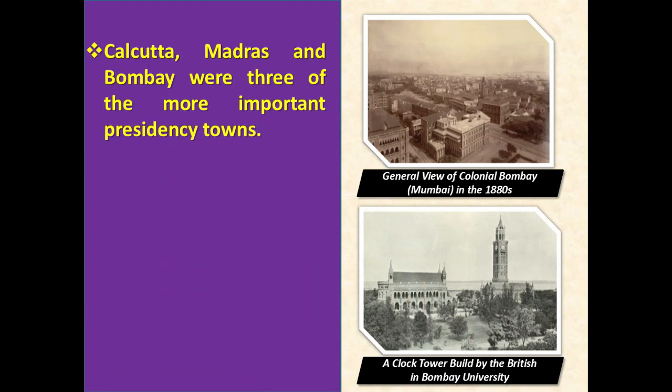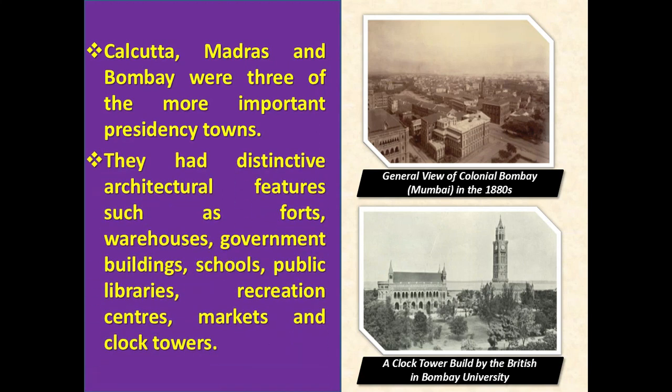In these pictures, Calcutta, Madras, and Bombay were the three more important presidency towns. They had distinctive architectural features such as forts, warehouses, government buildings, schools, public libraries, recreation centers, markets, and clock towers. See, this is an example image of a clock tower, in Bombay University. Now in our Chennai also, the central railway station building looks like this clock tower. That's also a clock tower built in the British period. This is a general view of colonial Bombay, Mumbai, in the 1880s.